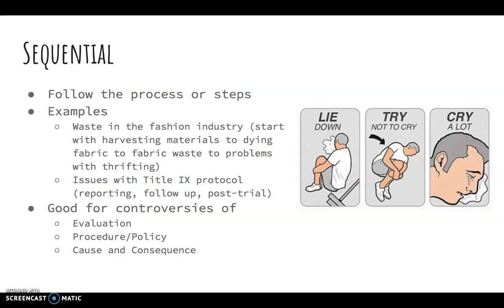Another example would be if you're writing about issues with Title IX protocol. You'd follow a process that the victim must take, identifying issues at each step. This pattern is best for research questions that fall under the controversy of evaluation, procedure policy, or cause and consequence. When you use it, your reader gets to follow along and really see the weight of the issue at every step.